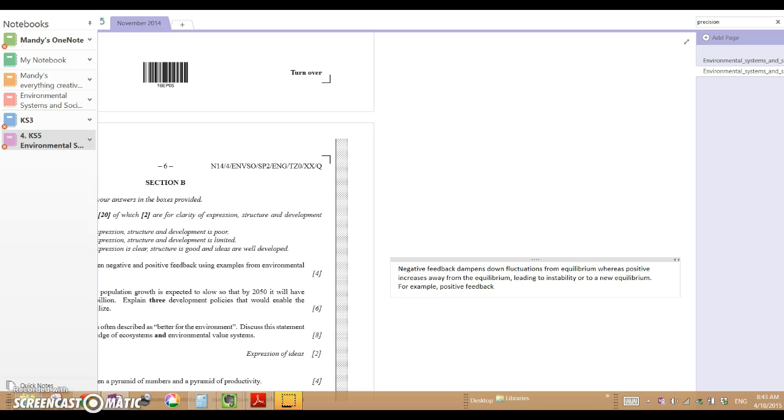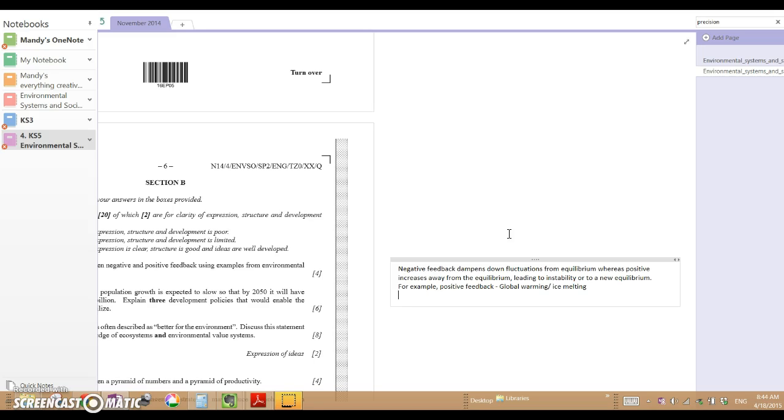Okay, so positive feedback, I would use global warming and ice melting. So this releases methane into the atmosphere, the methane bubbles that have been trapped by the ice over millions of years. And then as they're released, they're going to add to the greenhouse effect, leading to increased warming, and so moving us away from the equilibrium that we enjoy in our comfortable atmosphere.